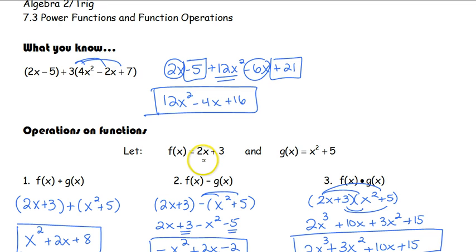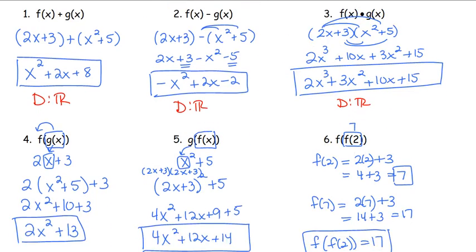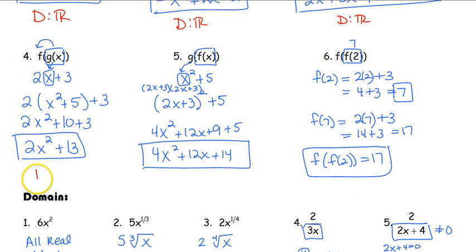There's no restrictions here, so this domain is all real numbers. There's nothing I can't plug in. This is all real numbers. Then we look at the answers. Are there any restrictions in my answers? No. So this is all real numbers. Any restrictions? No. All real numbers. Actually, in all of these, there's no restrictions. Neither one of our original functions had restrictions, and none of our answers did.